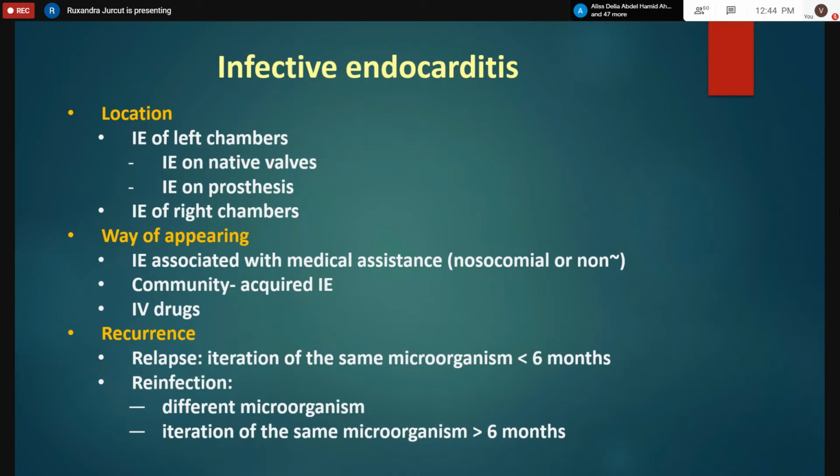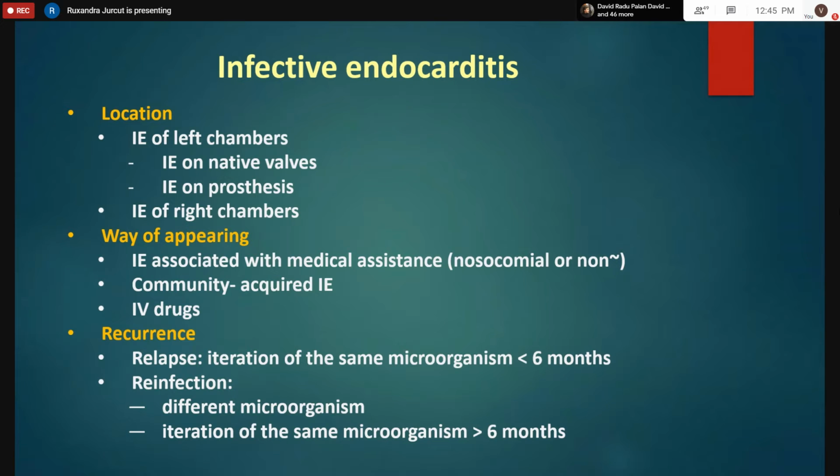This can be just community-acquired endocarditis. You will learn more about this when you have infectious diseases, but it's easy to understand that community-acquired is something where you go around in your daily life and you get any type of bacteria, or maybe you have a small lesion and it just enters your skin, and that's community-acquired. Or it can be a nosocomial infection, meaning it is associated with medical assistance.